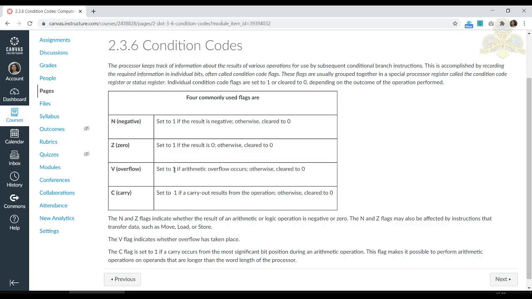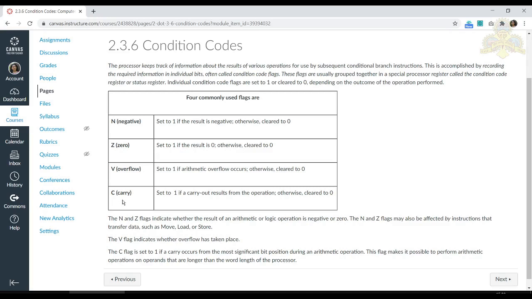Now the examples are N flag, that is negative, Z flag, that is zero, V overflow, then C is carry. Your N and Z flags indicate whether the result of the arithmetic and logical operation is negative or zero. These N and Z flags are affected by instructions such as move, load or store. The V flag indicates whether any overflow has occurred. If overflow has occurred, it would be set to 1, otherwise it would be cleared to 0.